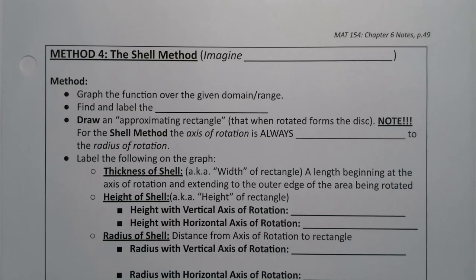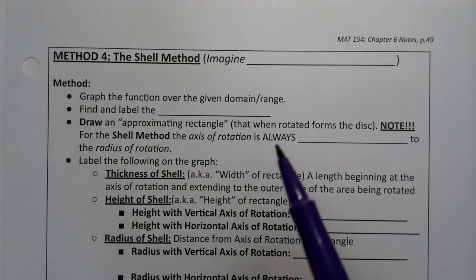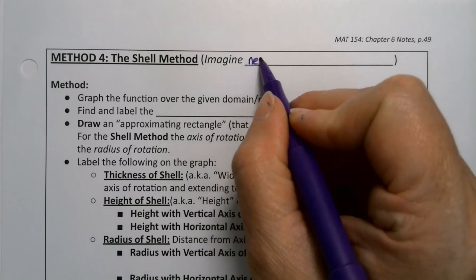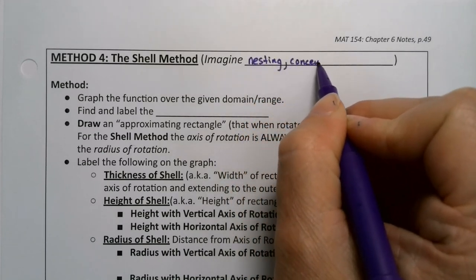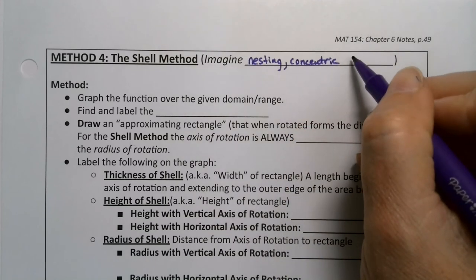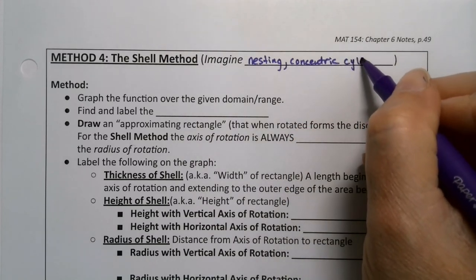So let's break down the shell method. With the shell method, you want to imagine nesting concentric cylinders. Concentric, of course, because they all are centered around the same axis of rotation.